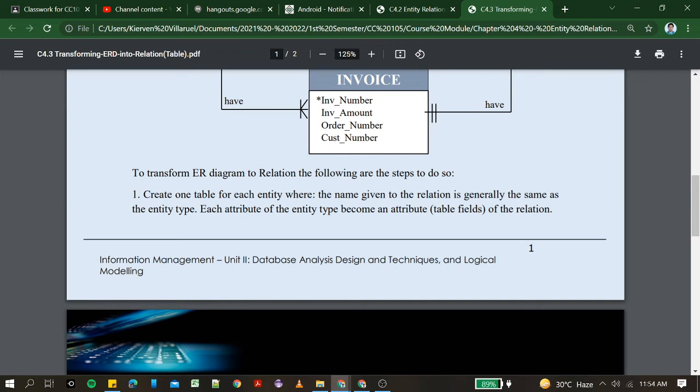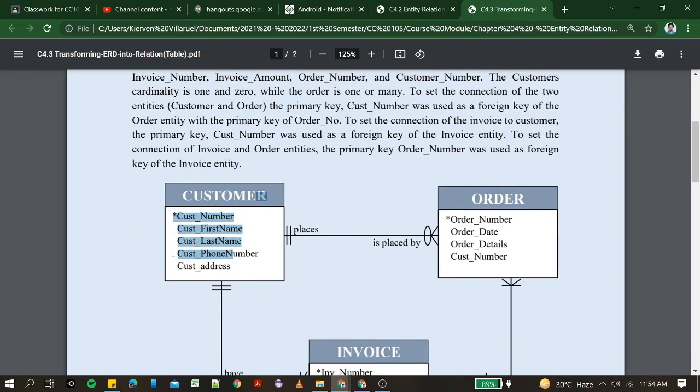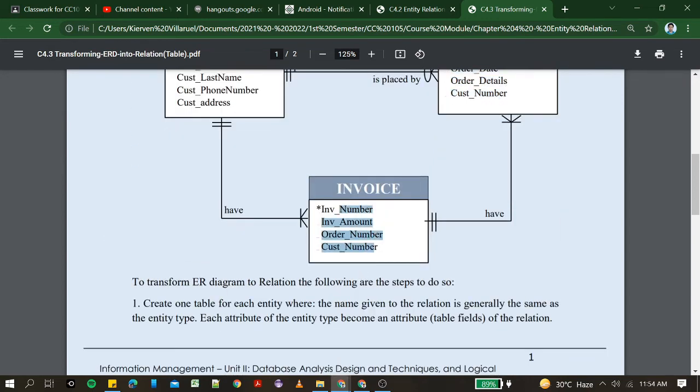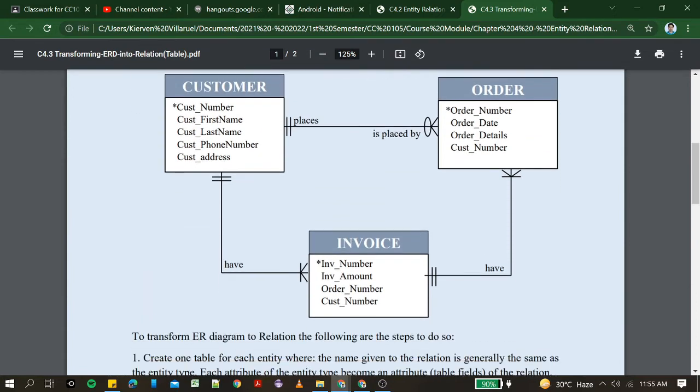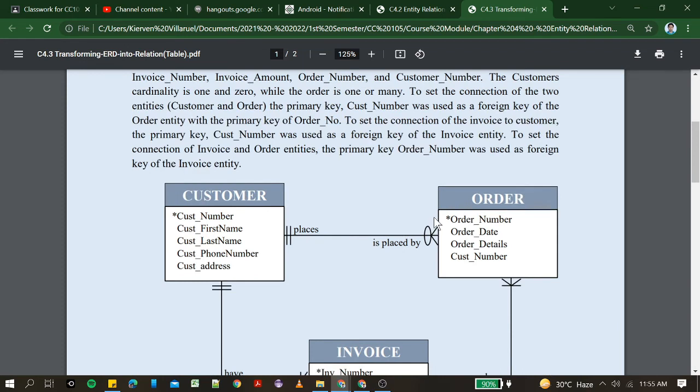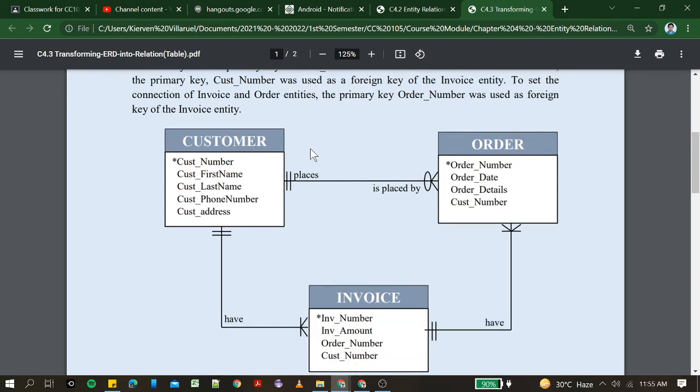Each attribute of the entity type will become the fields or the columns in that particular table or relation. So, the customer table will have 5 columns or fields, the order has 4, and the invoice also has 4. Okay? For each entity that is only at the one end of a one-to-many relationship and not at the many end of any relationship, create a primary key, or you may use an arbitrary unique identifier if no natural primary key is available. Okay? That is a bit complicated. Just remember that when our entity is a strong entity, it should have a primary key.